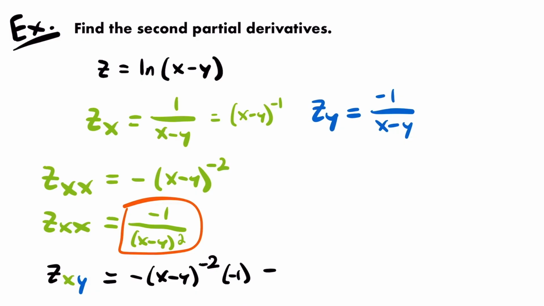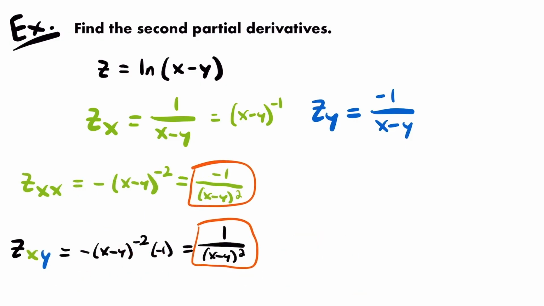Okay, and so simplifying, those two negatives would cancel out, and you can move this quantity to the denominator to make that power positive, leaving you with 1 divided by (x - y) squared. That is the second partial derivative, zxy.